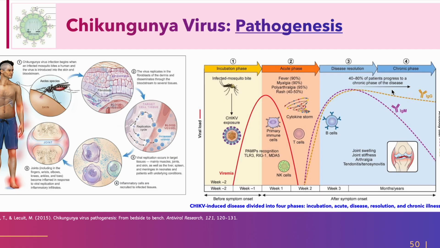So when you have the IgM and IgG and also the pro-inflammatory cytokines, this can lead to joint swelling, joint stiffness, arthralgia, and tendonitis or tenosynovitis. This is the main character, the main symptom, of chikungunya virus. Please remember this.